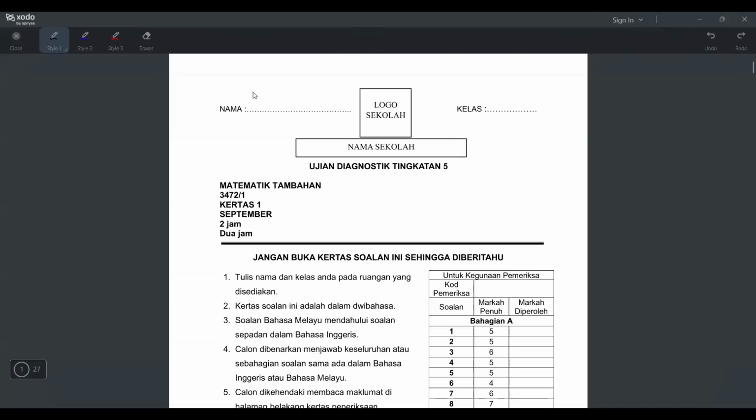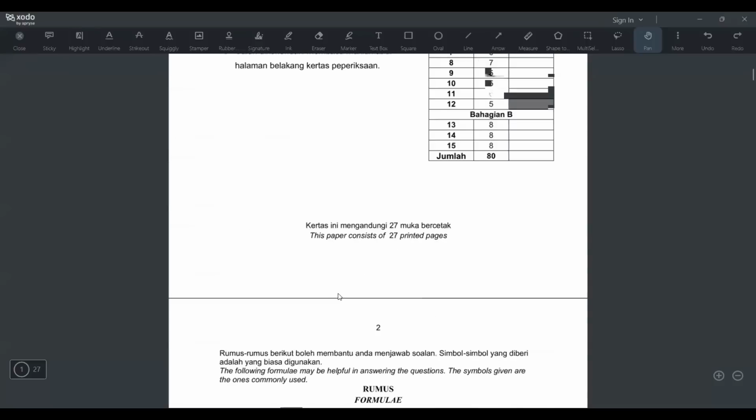Okay, I'm back with another video. In this video, I will go through the Melaka state paper for Addmaths. This is the Addmaths paper, and this one is the Melaka trial for 2024, paper one. Okay, so let's start.